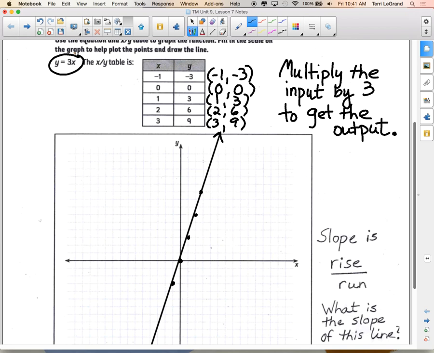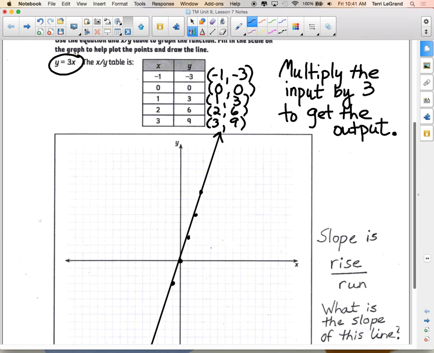-1 times 3, yep, that's -3. 0 times 3, yeah, 0 times anything is 0. 1 times 3, yep, that's 3. 2 times 3, yep, that's 6. 3 times 3, that's 9, isn't it? So that seems like the rule for this one. And remember, we already know its equation.